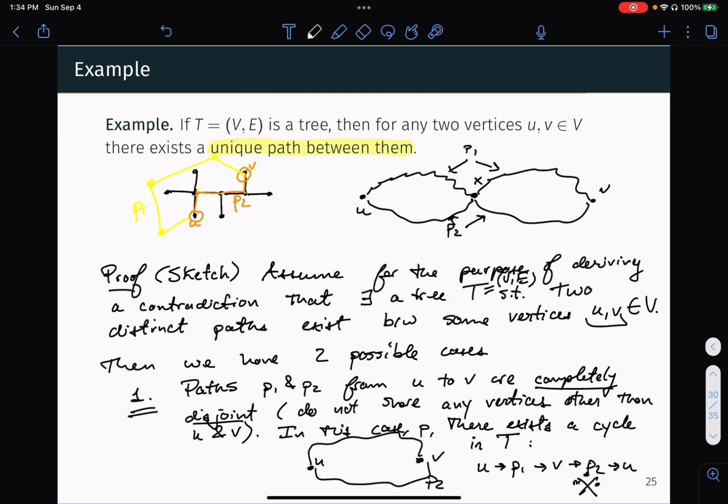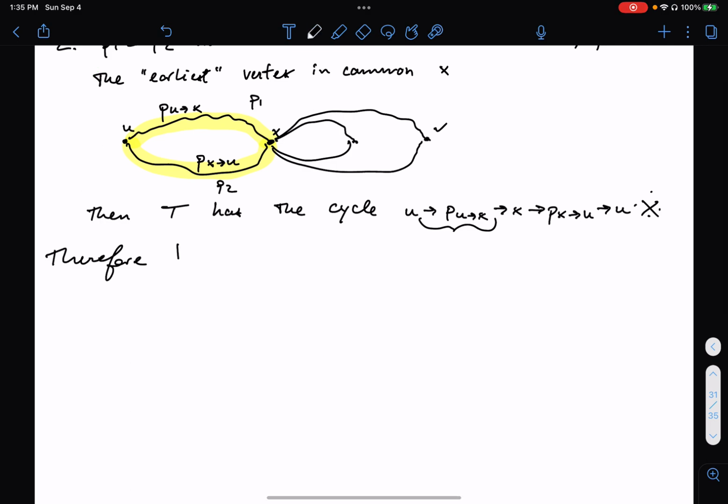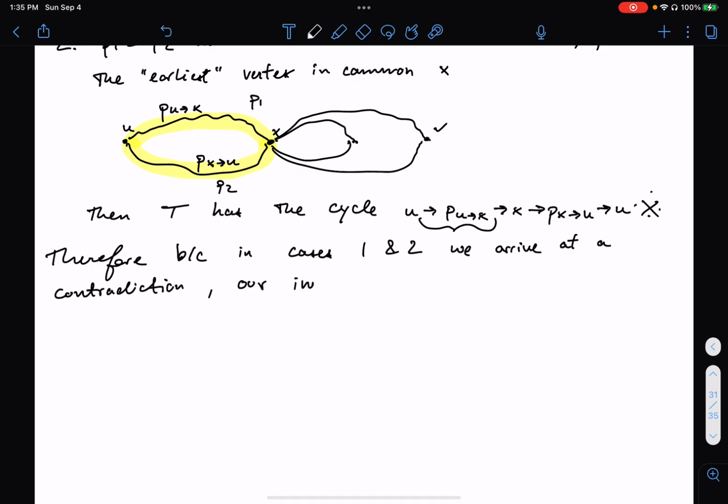A proof also has to be, in some sense, a grammatically correct and semantically correct set of paragraphs. So there must be a conclusion at some point. I initially started this loose paragraph with: then we have two possible cases. I showed what happens in case one. I showed what happens in case two. And so, because in cases one and two we arrive at a contradiction, our initial assumption must have been false. So our initial assumption was false, right?